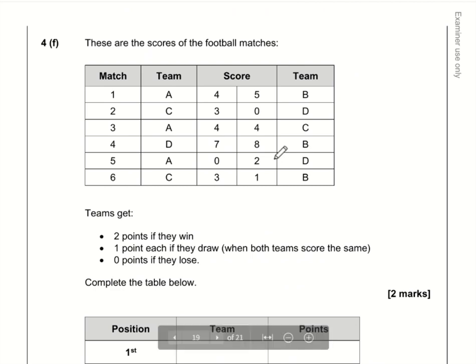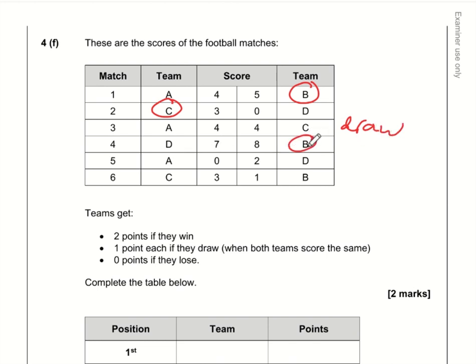Okay, so let's just go through these, and I'm going to circle the team that wins. So B has won that one, C has won that one, this is a draw, B has won here, D has won here, and C has won here.